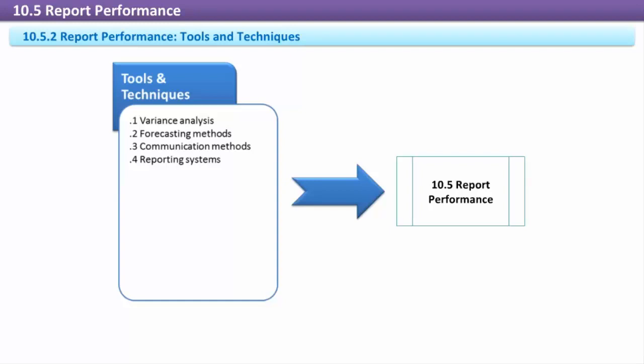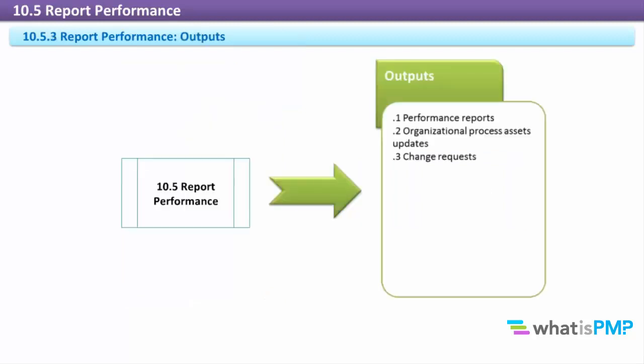Reporting systems. These are tools that help the collection, storage, dissemination, and retrieval of project cost, schedule, performance, quality, and technical performance. Report performance. Outputs. Performance reports. These provide performance reporting on activities, accomplishments, progress, variances, and issues.